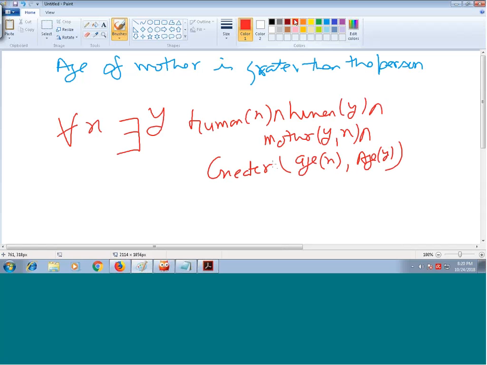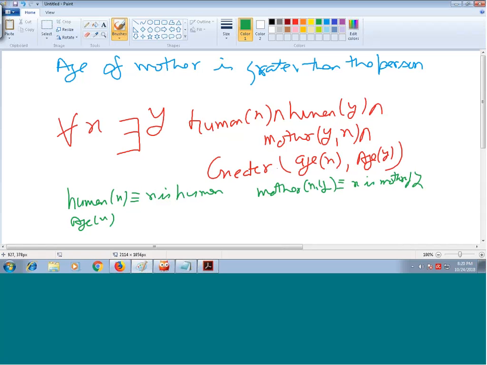When you write these things, you have to specify each and every part. You have to specify human X means X is human. Mother XY means X is mother of Y. Age X is a function that gives you the age of X.